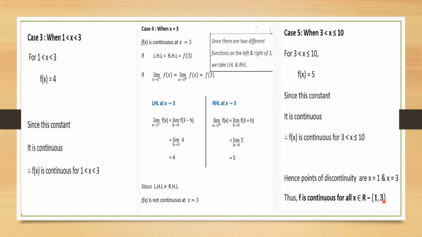So 1 and 3 are both the points of discontinuity, and f is continuous for all real numbers excluding 1 and 3. This is how we write it.